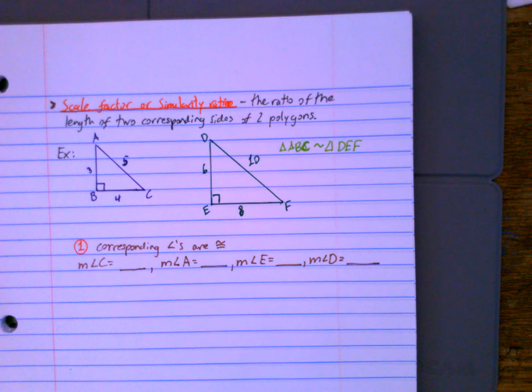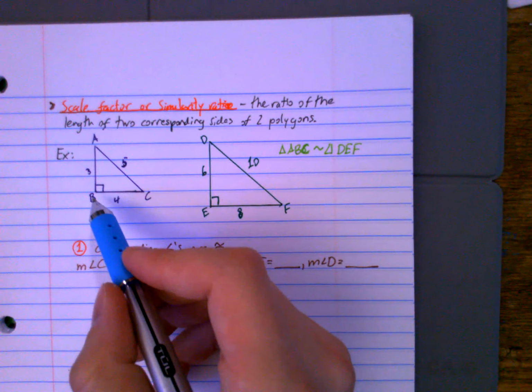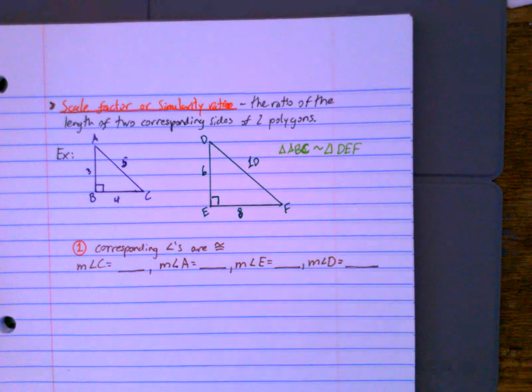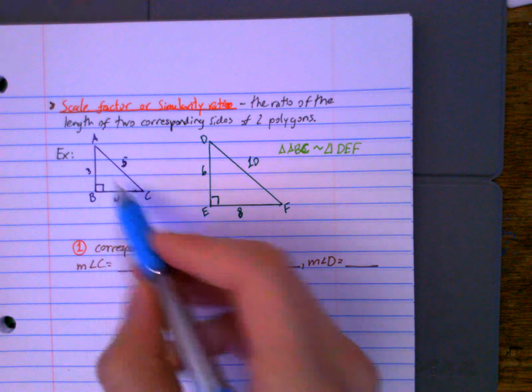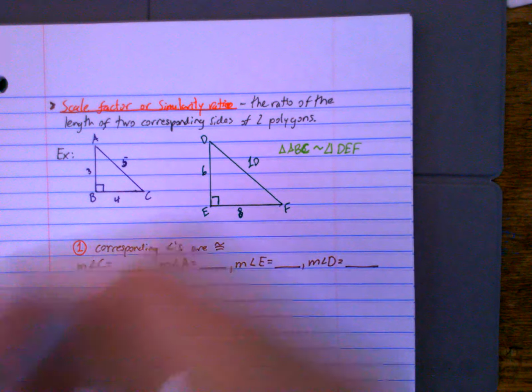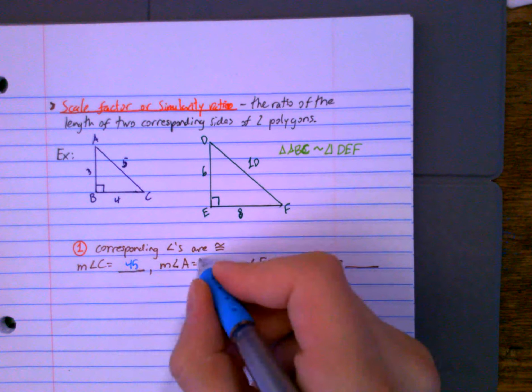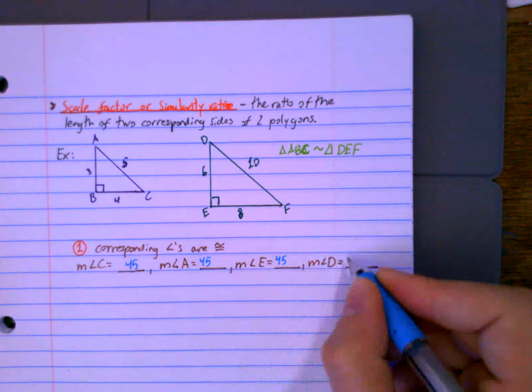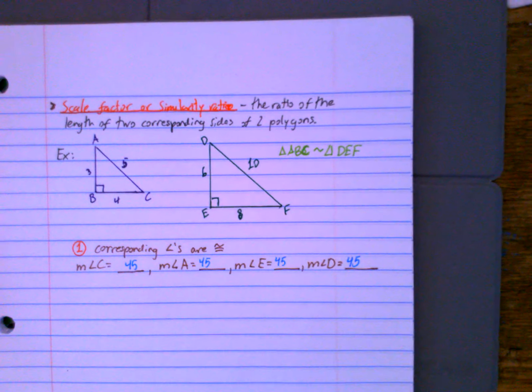Now, spoiler alert, you can pretty much guess what all of those angles are going to be. If this is 90 degrees, and all the angles in a triangle always add up to 180, then 180 minus 90 is 90. If the two remaining angles are congruent, what's 90 divided by 2? 45. So this is 45, this is 45, this is 45, and this is 45. Everybody see how I did that?